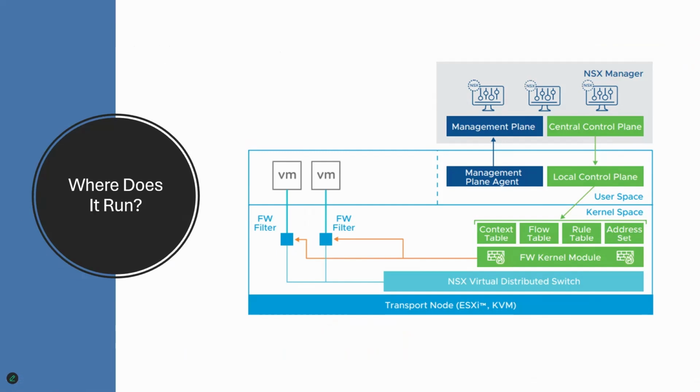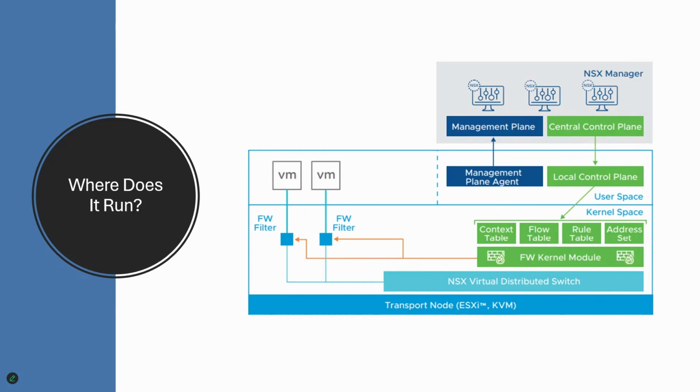Now let's try to answer an important question: where does the distributed firewall run? Let's try to understand this from the architecture perspective. Many people think it runs as a virtual appliance. Some think it runs on the NSX manager, but that is not correct. Let's look at this diagram.